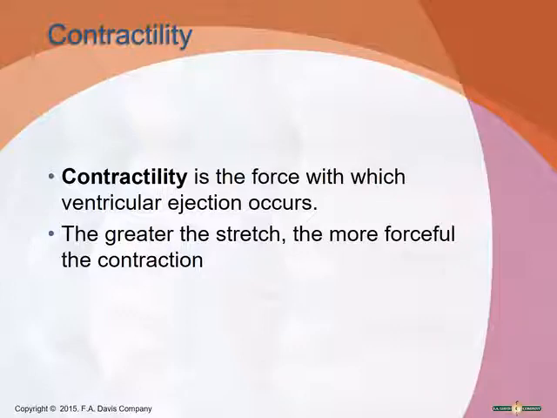Contractility is the force that your heart pumps with. The more the ventricle is stretched, the more forcefully it will contract. And again, you can also think of the rubber band. If you only pull back a little bit and let go, it's barely going to bounce at all. You pull back further, it's going to go further because there's a more forceful contraction with it. This is called Starling's law of the heart.